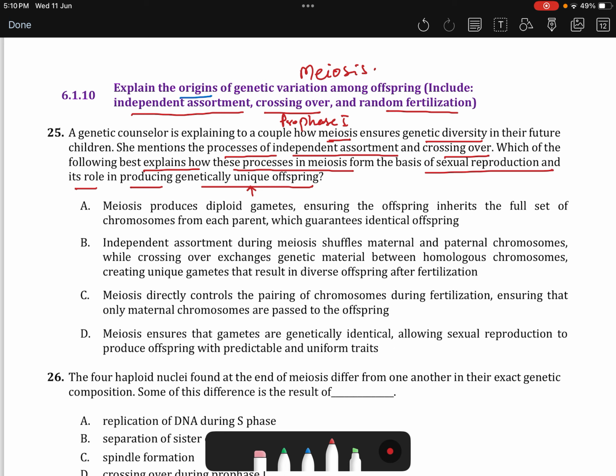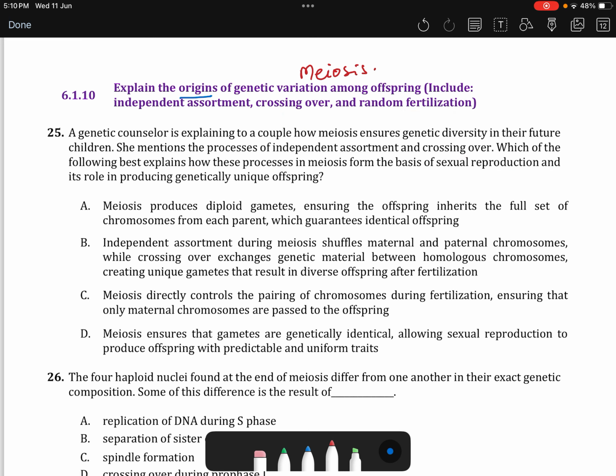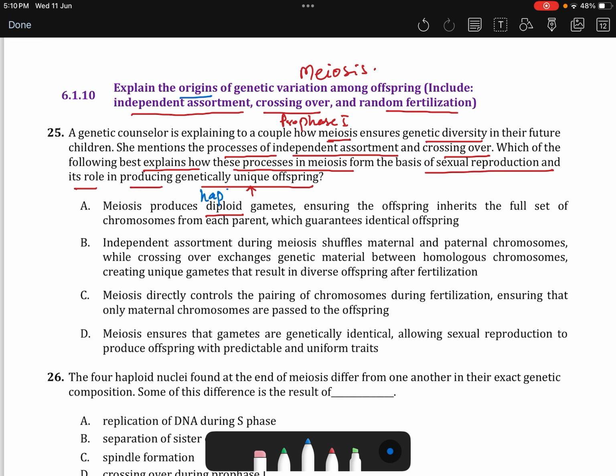I think by mistake I used "unique" when we were comparing sexual and asexual reproduction. So make sure the word unique we can only use for sexual reproduction or for meiosis, not for mitosis and not for asexual reproduction. Meiosis produces diploid? No, it produces haploid. So this is wrong. Next.